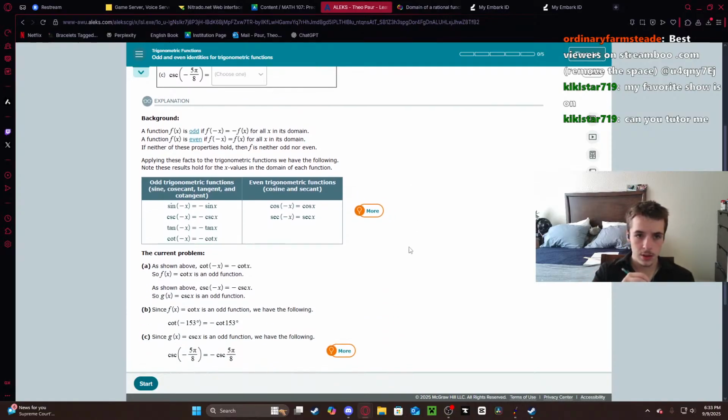Okay, a function is odd if, we've already been through this like 7 times, f of -x equals -f of x. And a function is even if f of -x equals f of x. This is insane that we've gone through this again. Neither.